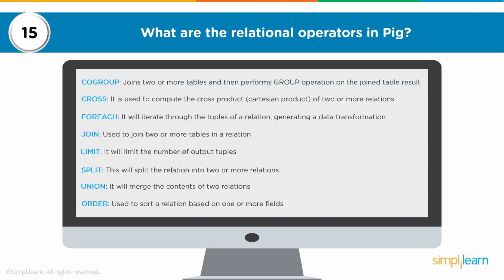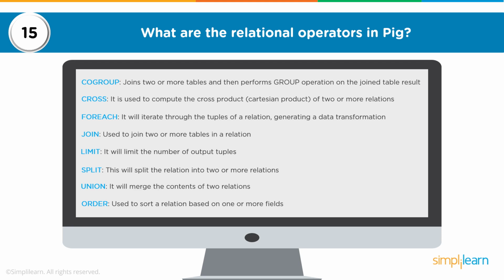What are the relational operators in Pig? So you have various relational operators which help data scientists, data analysts or developers who are analyzing the data, such as cogroup, which joins two or more tables and then performs group operation on the join table result. You have cross. It is used to compute the cross product, that is the Cartesian product of two or more relations. For each is basically to do some iteration.